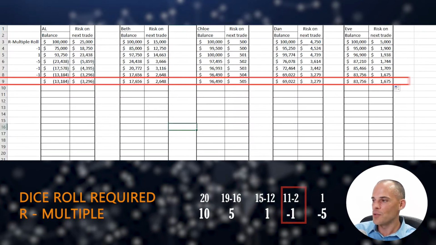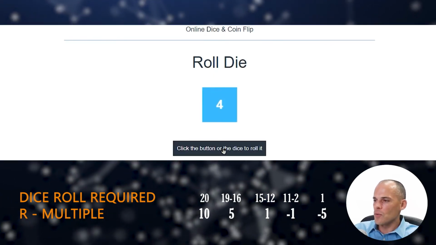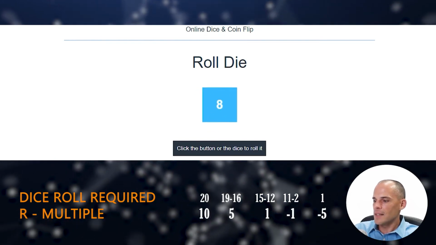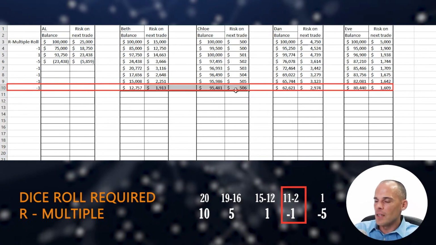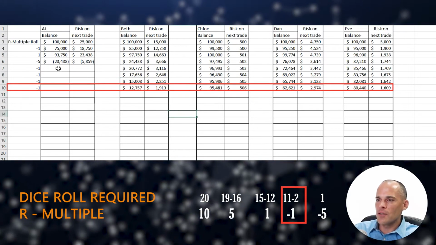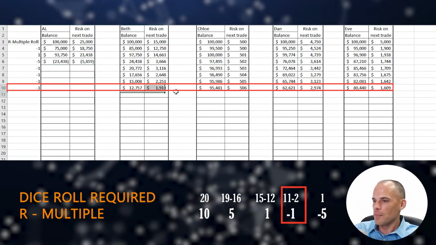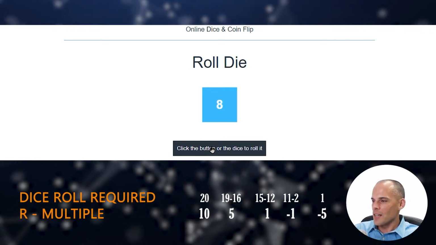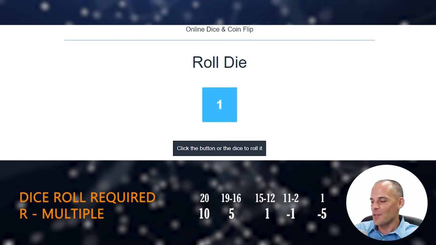Okay, next dice roll. 4, another loser, -1. Next dice roll. Here we go, folks. 8, another loser. Now, you may have noticed I just basically stopped doing Al because his numbers weren't making sense anymore. He went bankrupt, he's out of the game. Okay, everybody, your risk is in. Decide how much you're going to risk on the next one. Dice roll. It's another 1, which is a -5.